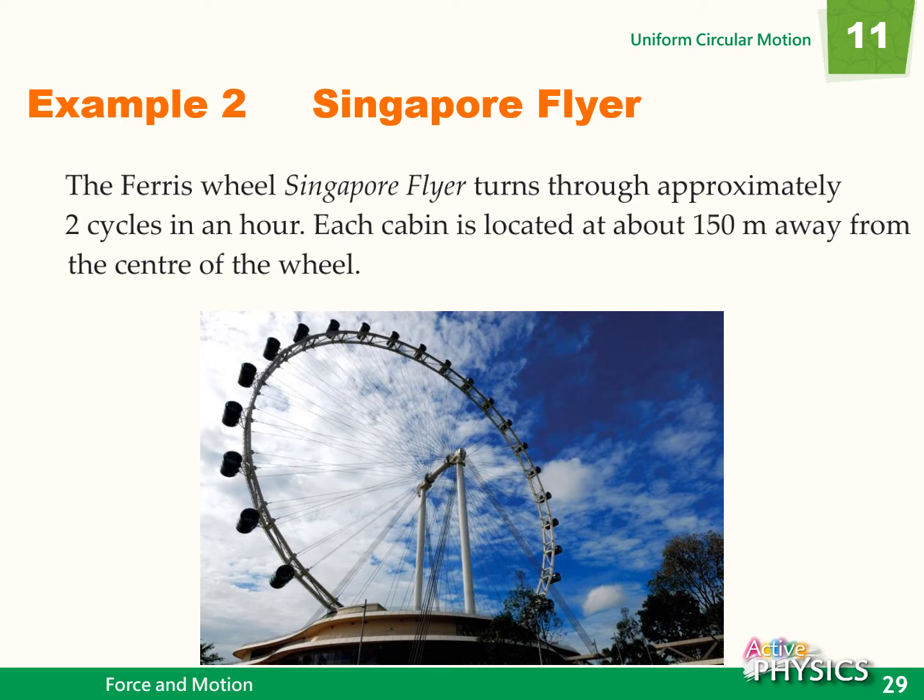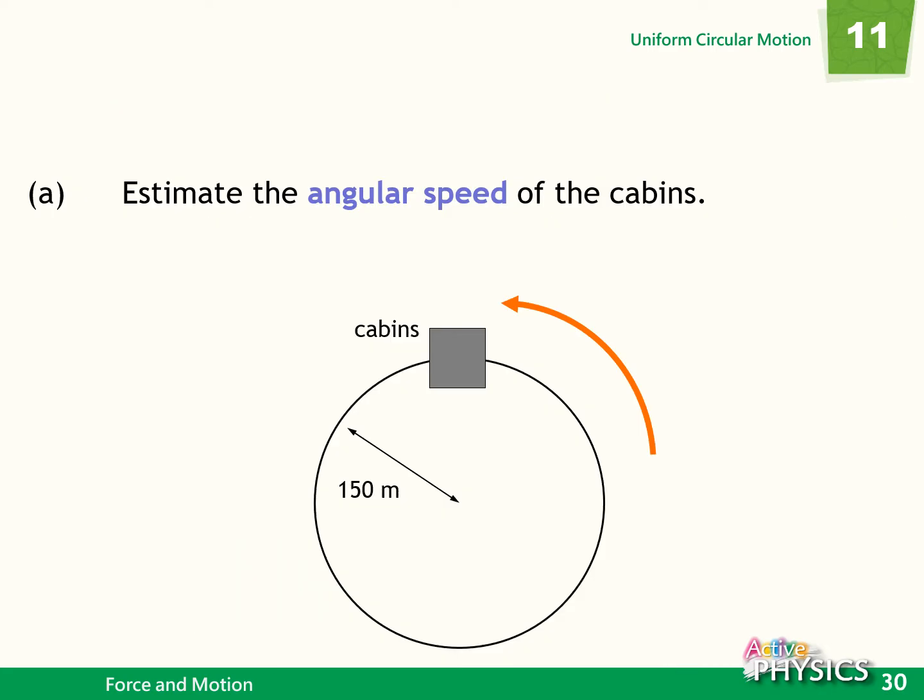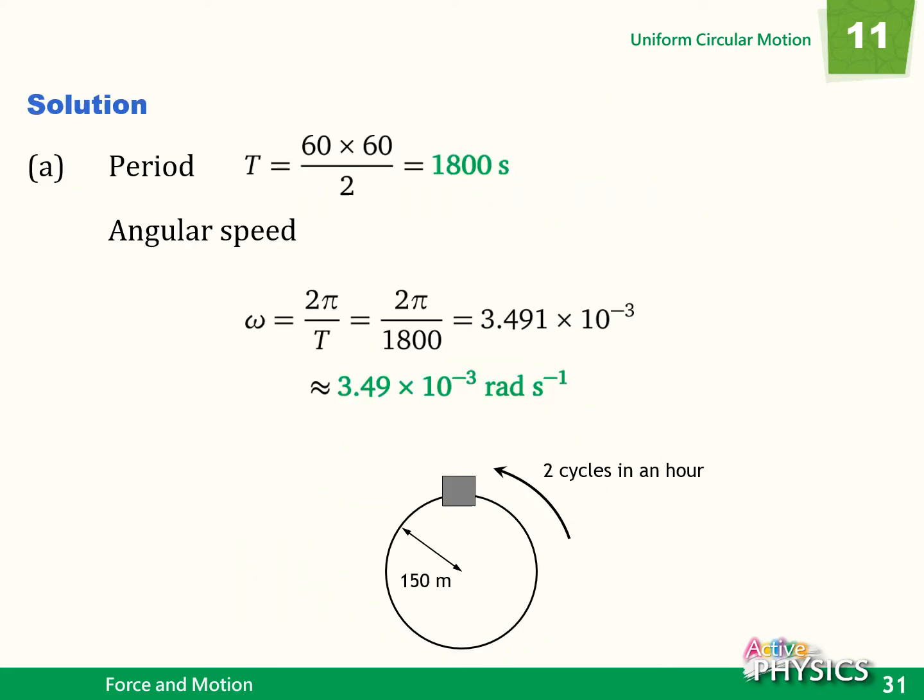Okay, example 2, the Singapore Flyer. It approximately turns 2 cycles in an hour. Each cabin is located about 150 meters away from the center, so the radius is 150 meters. It completes 2 cycles in 1 hour. So what is the angular speed? Again, angular speed equals 2 pi over t, or you can directly use theta over t.